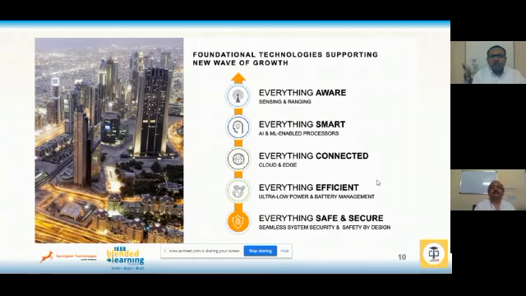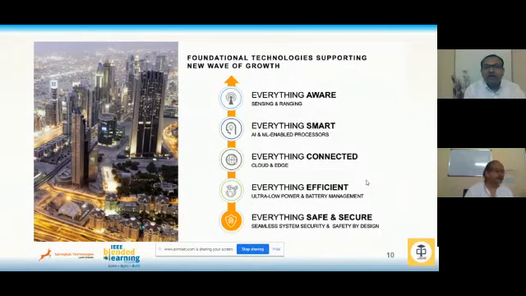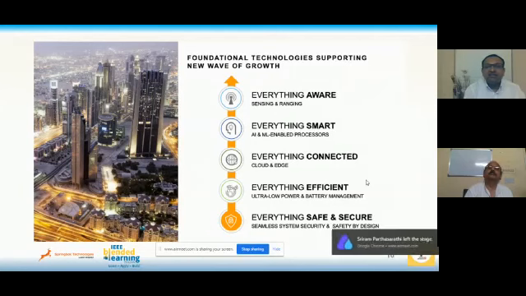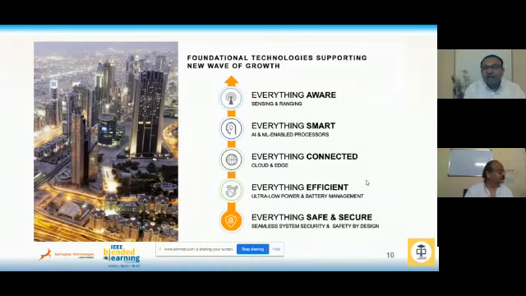Next, I want to touch upon some of the foundational technologies that will be supporting the new wave of growth opportunities that you saw in the previous slide. Everything has to be aware, meaning you need a lot of sensors and ranging devices that are going to make you aware. For example, cars are going to have radars, so many radars packed in the front, the back, and the side, to make sure there is a very good opportunity to sense what's happening on the road, take corrective actions, and save the lives of people. So really, everything aware is a big aspect of what the semiconductor market would be driving towards.